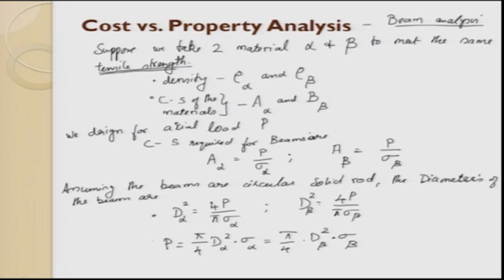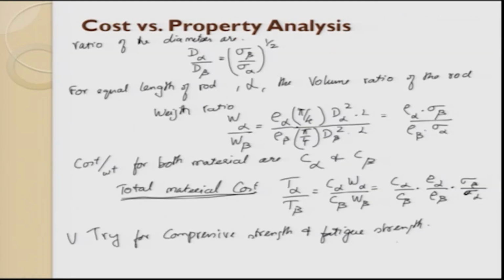So what have we done? In step 1 density, then we found out the area. The cross section is the same, because when we try to change this, we always try to take the cross section area the same, then the diameter is the same. So from that we try to find out the load. From the load we try to find out the diameter ratio. Then weight ratio is directly proportional to the cost.